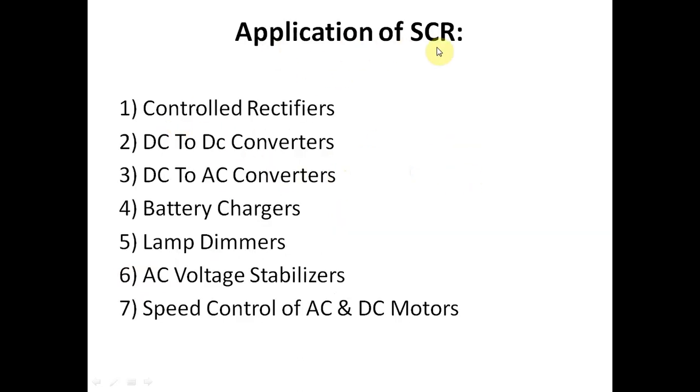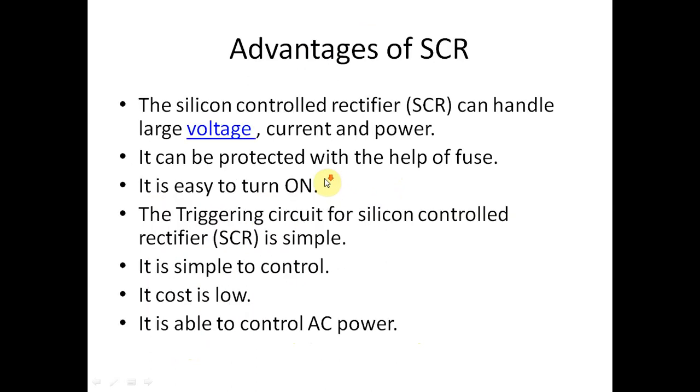Now these are some applications of SCR. First one, controlled rectifier. Second one, DC to DC converters. Third one, DC to AC converters. Fourth one, battery chargers. Fifth one, lamp dimmers, AC voltage stabilizers, and speed control of AC and DC motors. These are some applications of SCR.